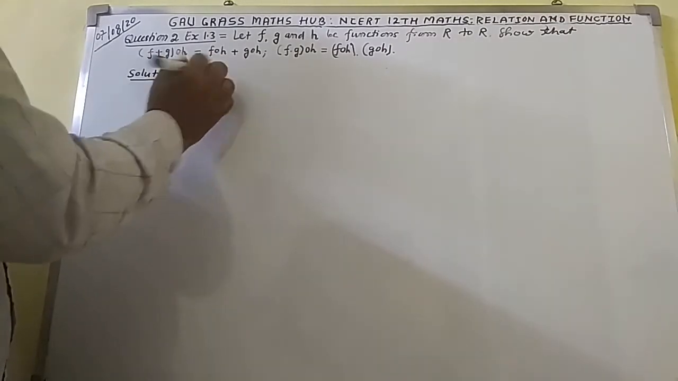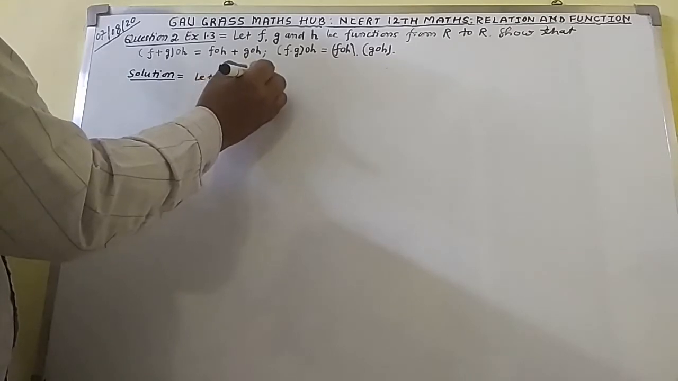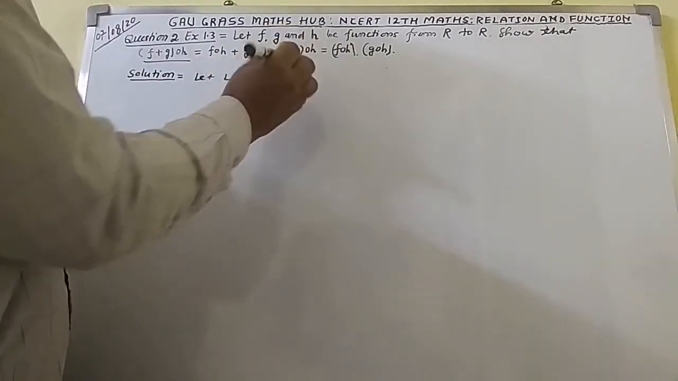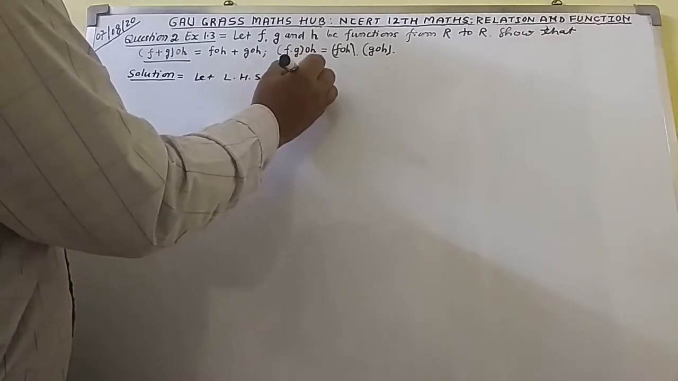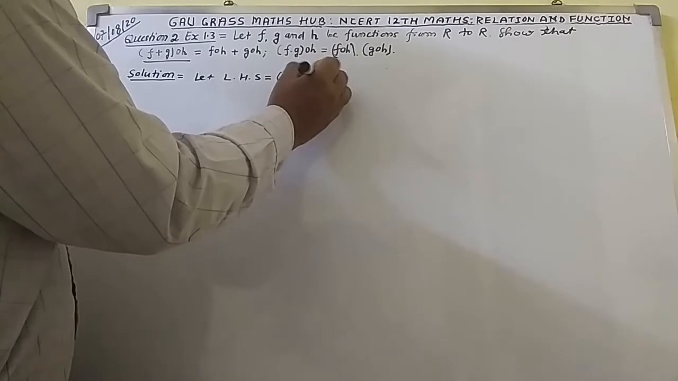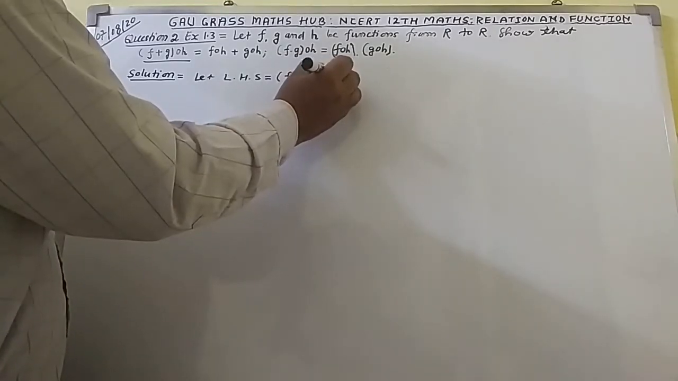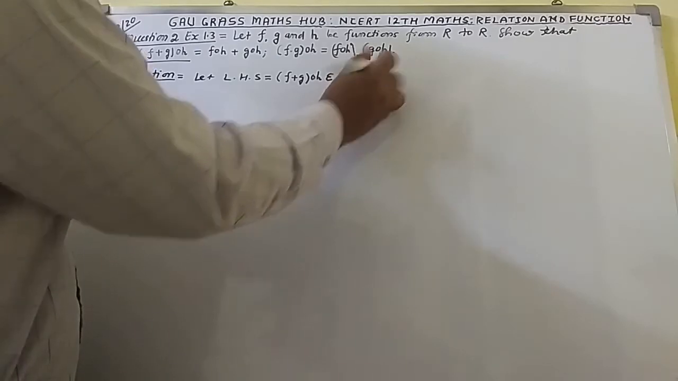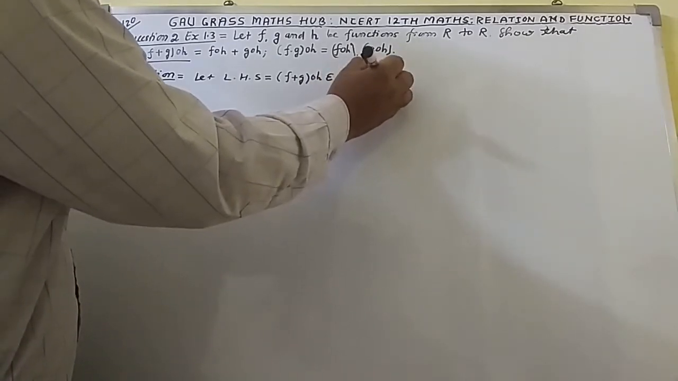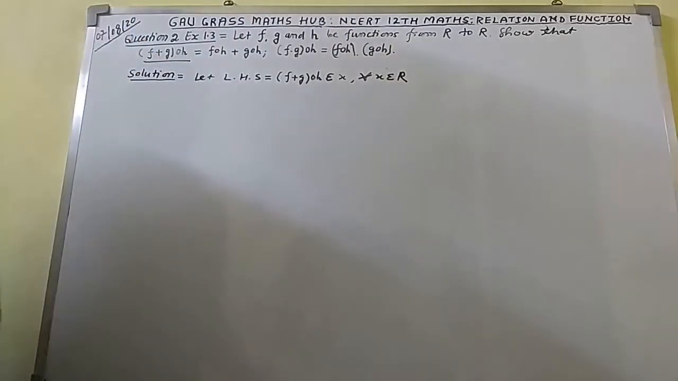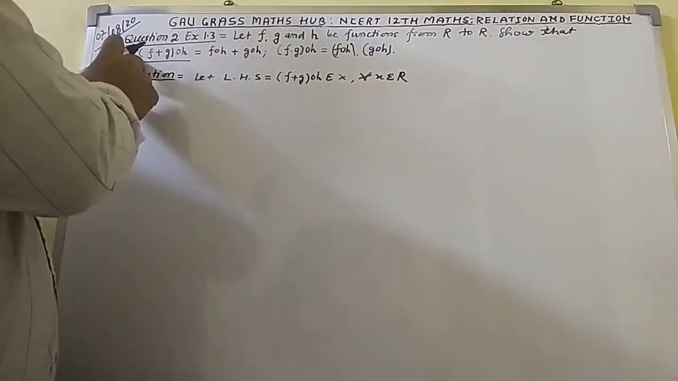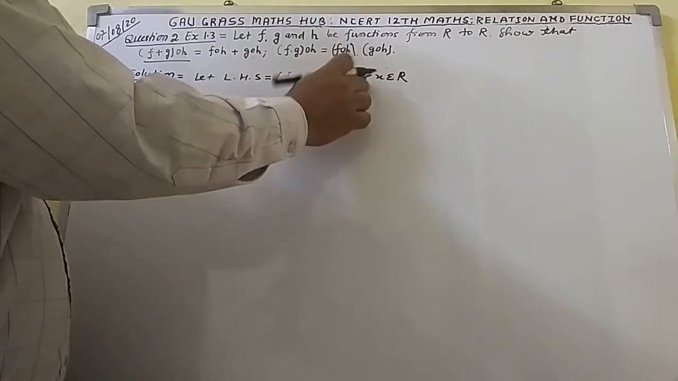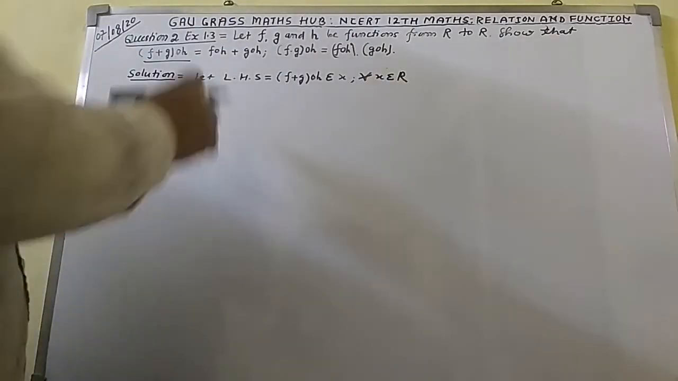LHS. Let LHS equal to, in this question you can see this one, (f + g) ∘ h belongs to X, where for all x belong to capital R. Here I have written let LHS equal to (f + g) ∘ h belong to X, for all x belong to capital R. This is the statement you have to write.